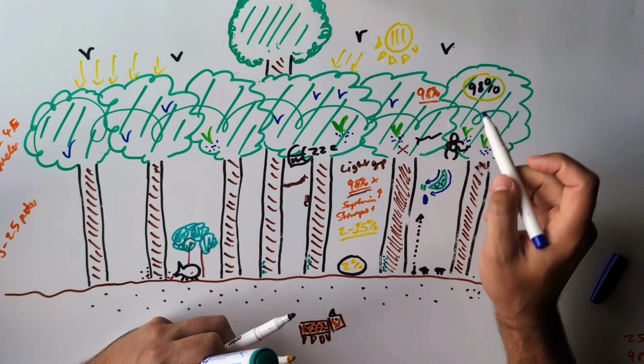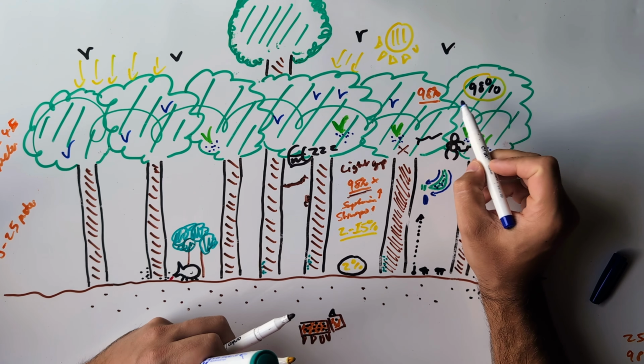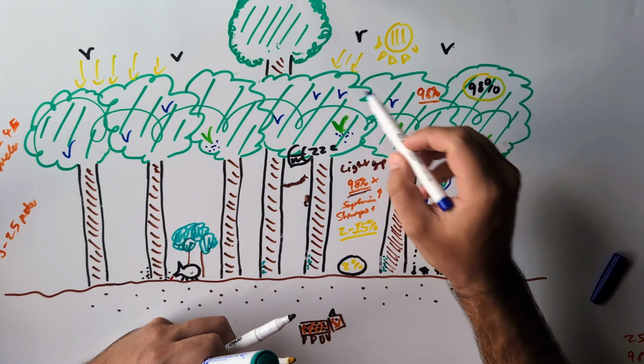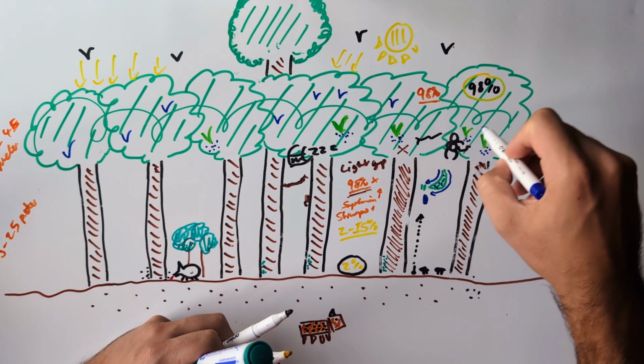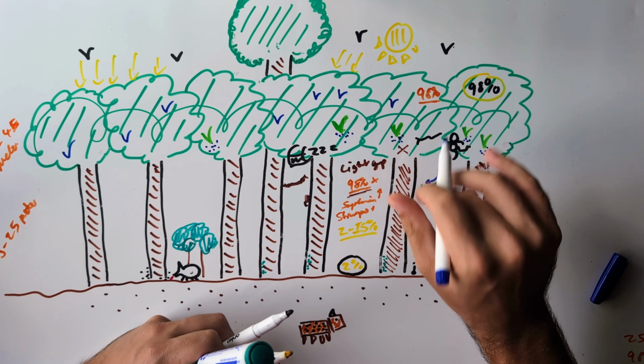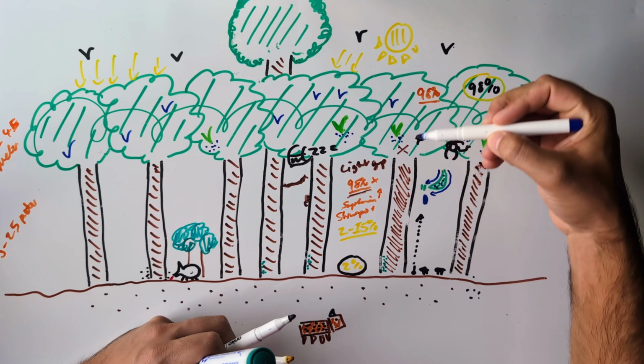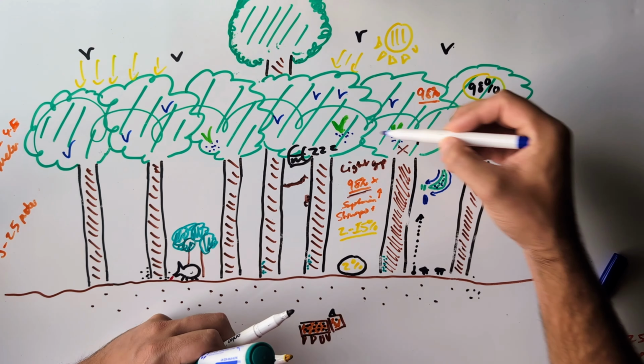So the big takeaways for the canopy is it receives 98% of the light, 98% of life, and it is a continuous layer in the rainforest. It's basically where every plant is trying to be, okay? So these are the most established trees.